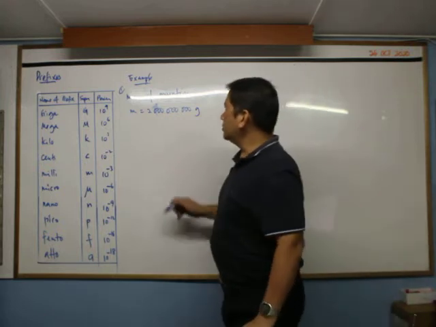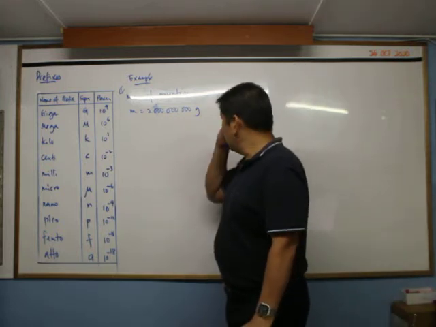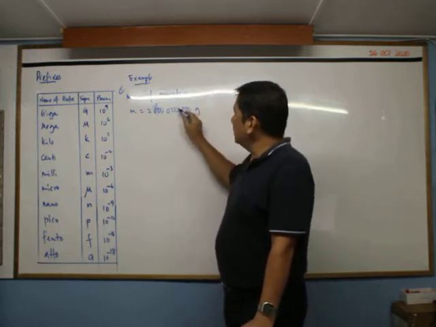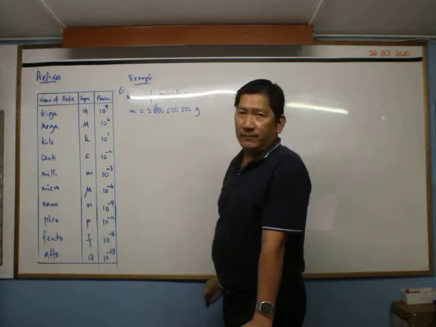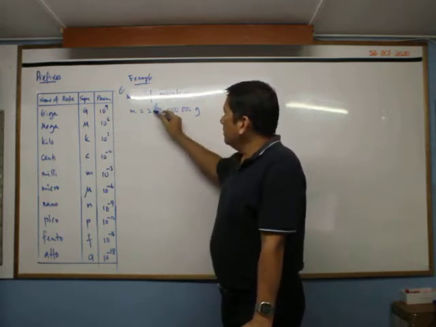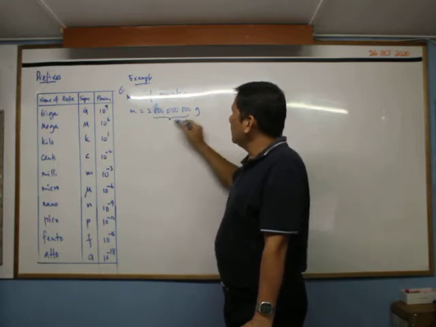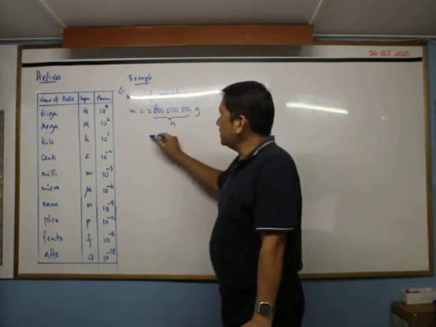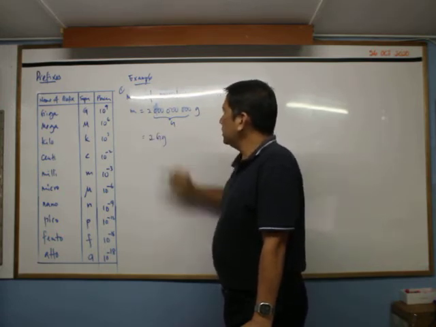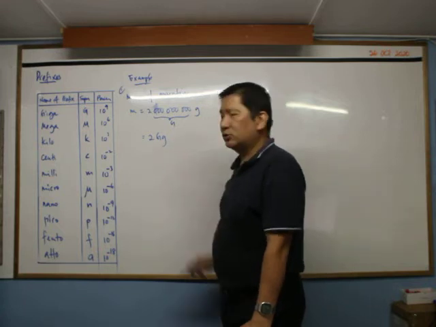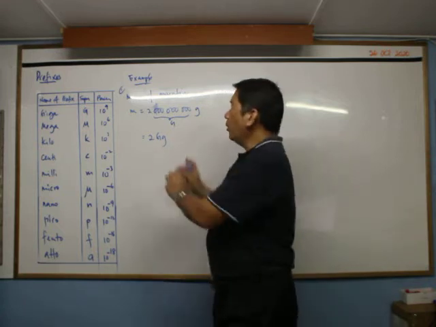So the easier way is we look at how many zeros we have. In this case we have 1, 2, 3, 4, 5, 6, 7, 8, 9. You have 9. Look at the prefix that refers to 9, which is 10 to the power 9. So that means all these zeros here can be replaced by big G. So we have mass now is equal to 2 Gg, 2 gigagram. So this is one example for a huge number.